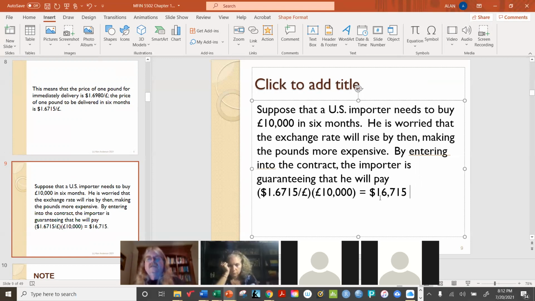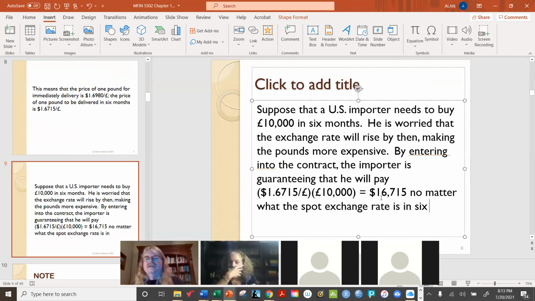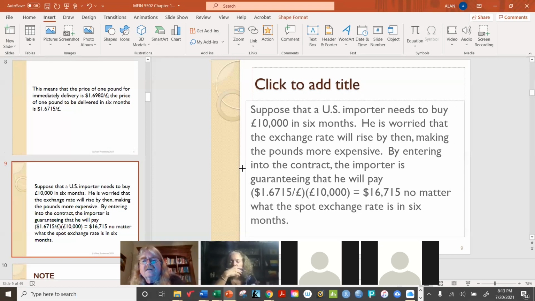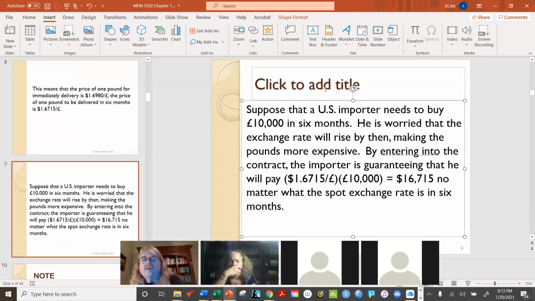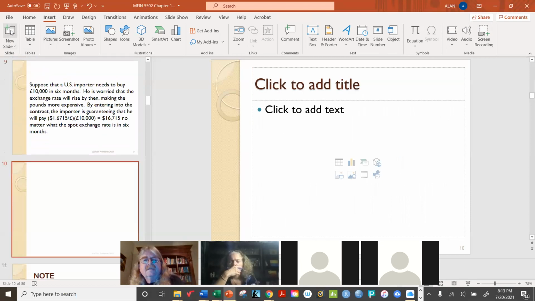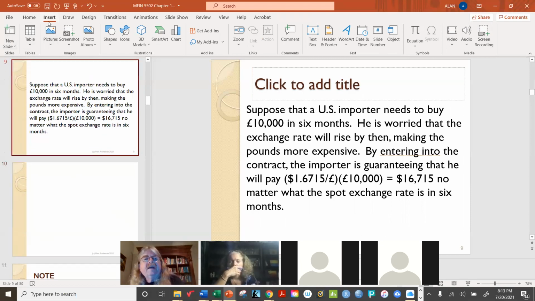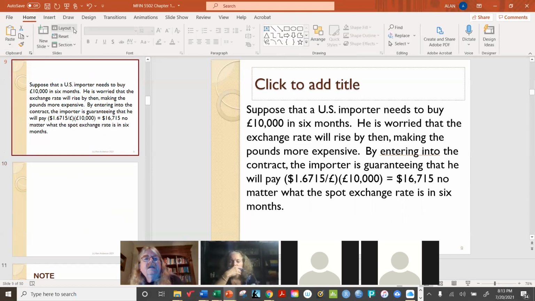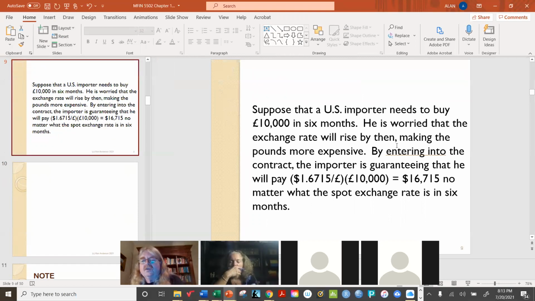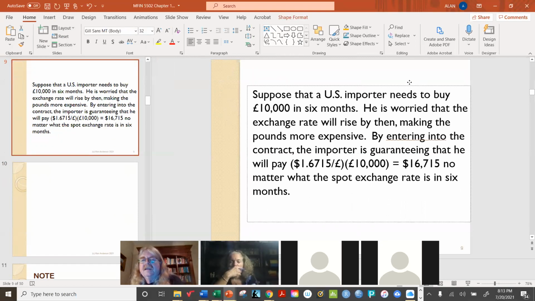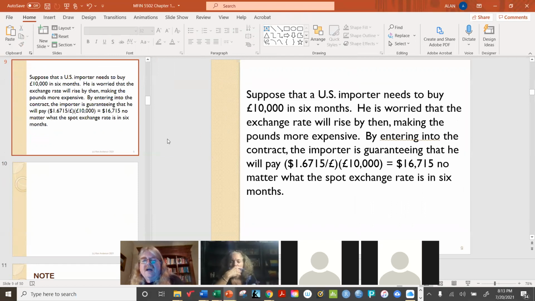No matter what the spot exchange rate is in 6 months, he doesn't care. He's going to pay that amount regardless. So all of the risk is gone, and he doesn't have to worry about a thing now. Now, there is one potential drawback, though. What if the price drops?